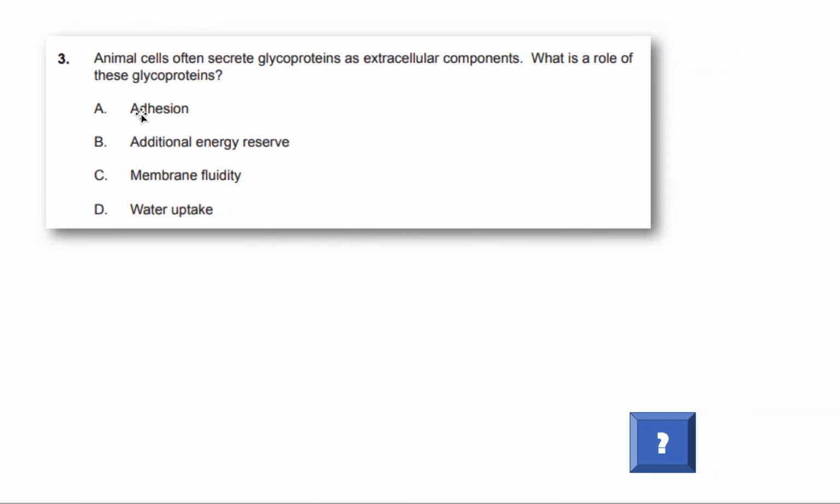So what would the answer be here? A, adhesion. See, that's one role. So we know it's probably going to be A because that's one key reason. But there is three total. Additional energy reserve? No, it's not for that. Proteins are never for energy reserve. It's normally fats and carbohydrates, not proteins though. Membrane fluidity? Nope. Which molecule does that? It's going to be cholesterol, right? Not proteins. Water uptake? Water uptake would be a protein. There's a protein called aquaporin, which helps uptake water, but it's not a glycoprotein's function. So it's going to be A. A is the answer.